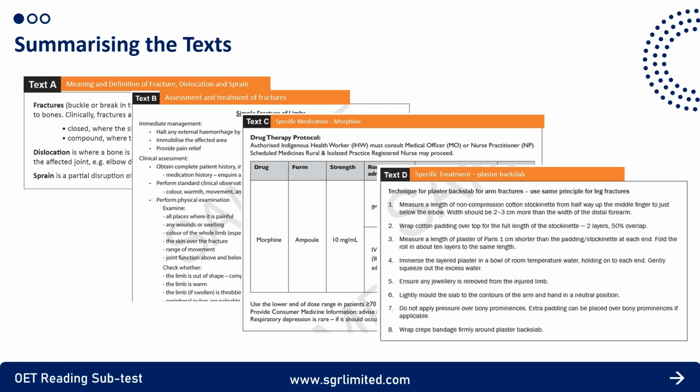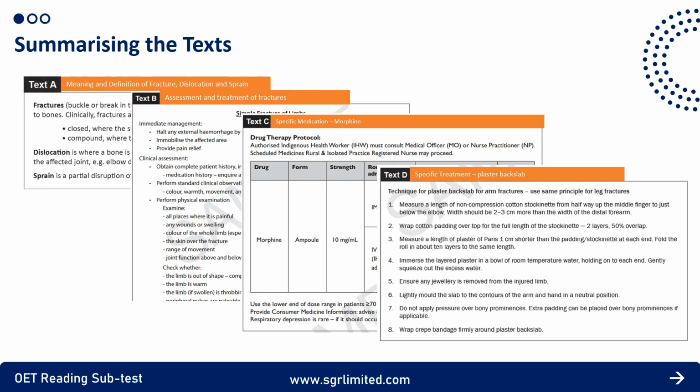Part A assesses your ability to locate specific information from these four texts, text A, B, C, and D, in a very quick and efficient manner. The four texts relate to one single healthcare topic only. In this example, it is about fracture.